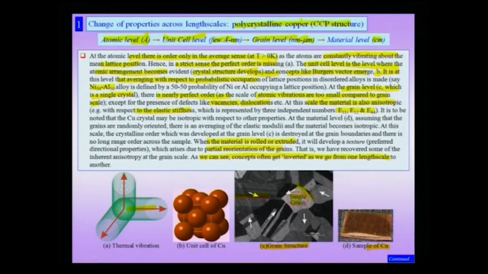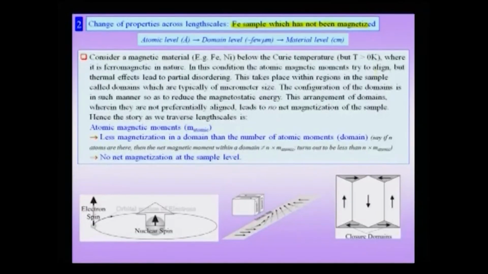Now, we are in a position to actually proceed to the second example, which is the example of an iron sample which has been magnetized.